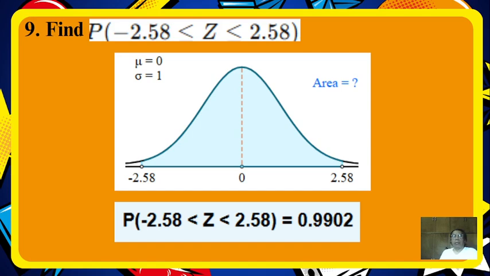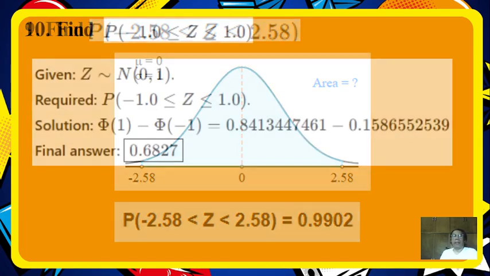0.9902. So that means that is in our 99 rule. Remember, it's mu, about twice the standard deviation away from the mean.